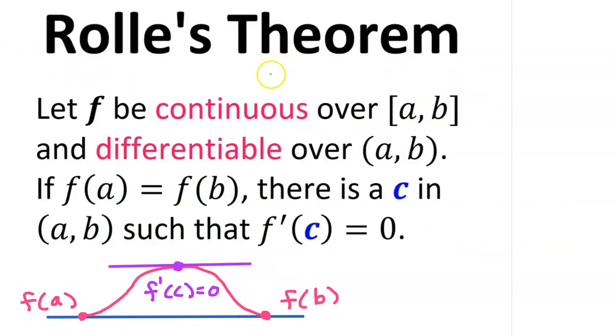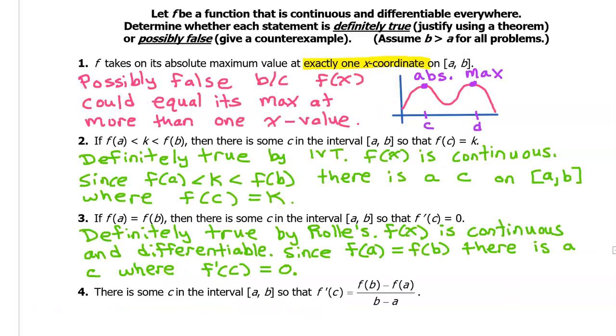Notice that for each one of these theorems, there is an initial set of conditions that must be met before you can reach the conclusion. In the case of Rolle's theorem, f has to be continuous and differentiable, and f at a must equal f at b. Then you can conclude there's a c such that f prime at c is equal to 0. Before you use one of these theorems, you always have to state that the initial conditions have been met. So notice how I always say that f of x is continuous and differentiable, and then I'll say f at a is equal to f at b. Then I can say there is a c where f prime at c is equal to 0.